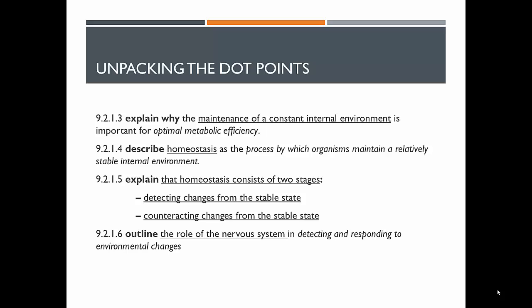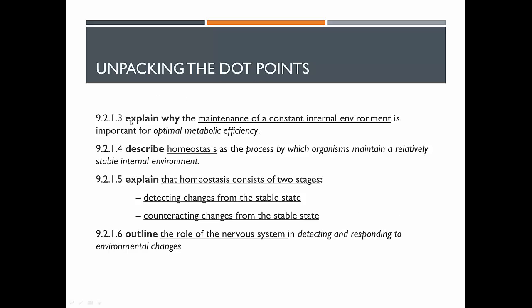stable internal environment. Then we have explain that homeostasis consists of 2 stages, detecting the changes from the stable state and then counteracting changes from the stable state. Outline the role of the nervous system in detecting and responding to environmental changes. So what do we mean by unpacking the dot points?